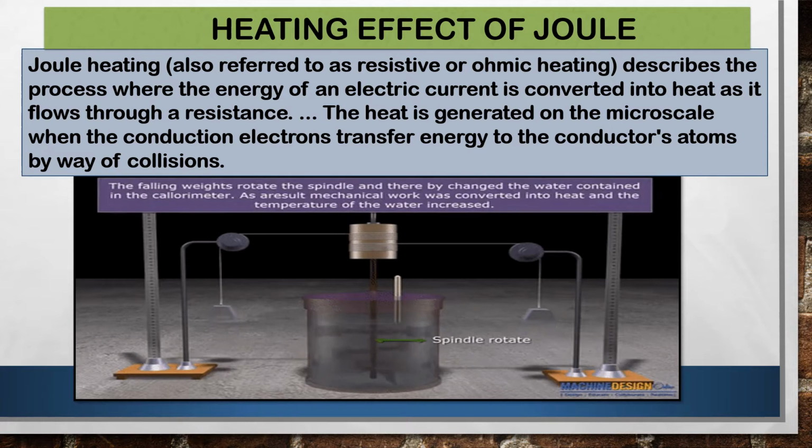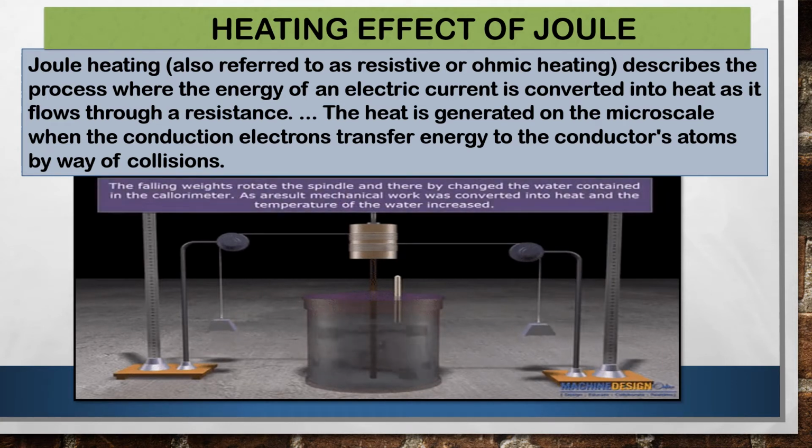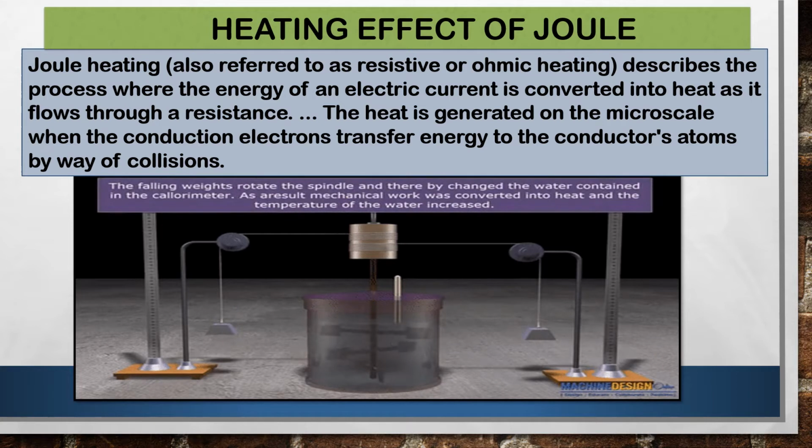4.2 is the value of J, because the proportionality constant K is equal to 1 by J over here, and J is equal to 4.2 joule per calorie, the mechanical equivalent of heat. So J is called the mechanical equivalent of heat. That means J is the work which is converted from H.